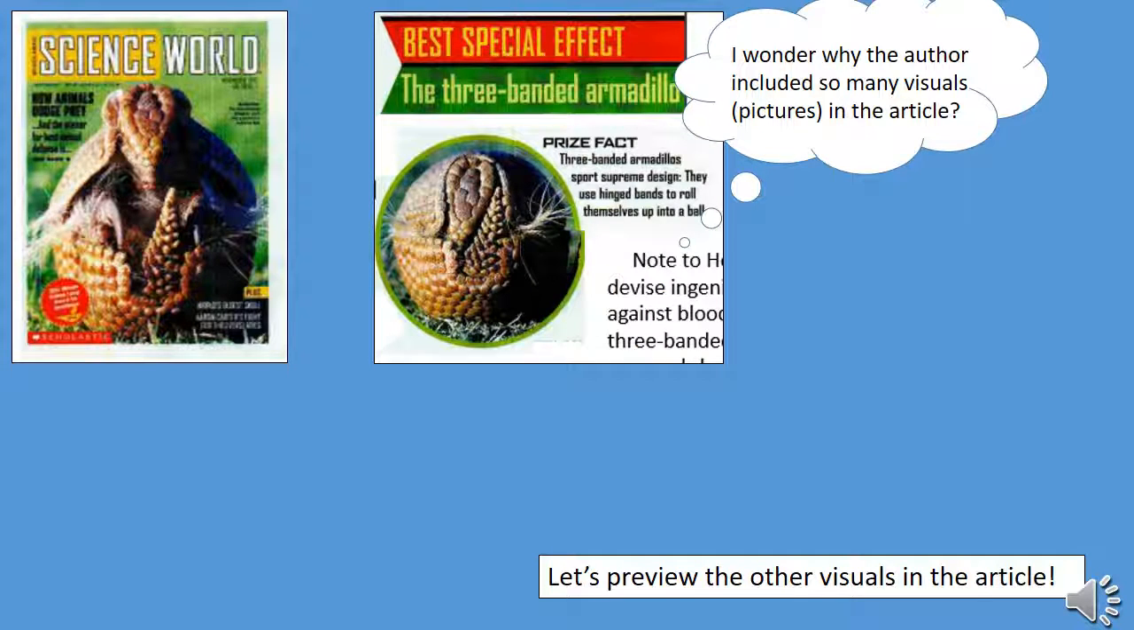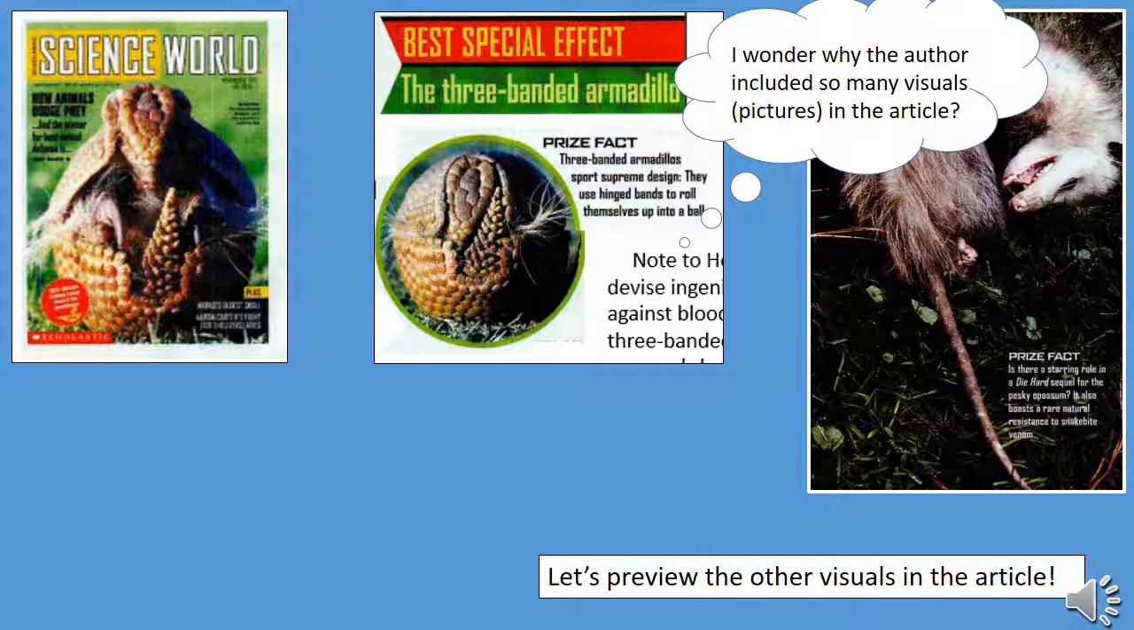Then I see another picture of the three-banded armadillo, and the caption says, "Three-banded armadillos sport supreme design. They use hinged bands to roll themselves up into a ball." So I'm thinking to myself, boy, I wonder how that helps this animal and why it might roll up into a ball. Hopefully you're thinking about that too. Then the author includes a picture of an opossum, and the caption says, "Prize fact. Is there a starring role in a Die Hard sequel for the pesky possum? It also boasts a rare natural resistance to snake bite venom."